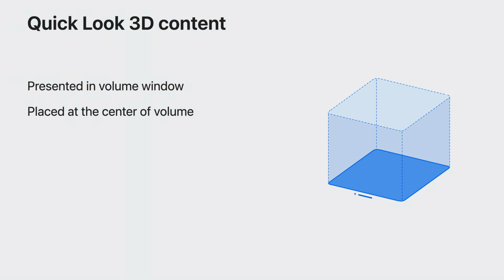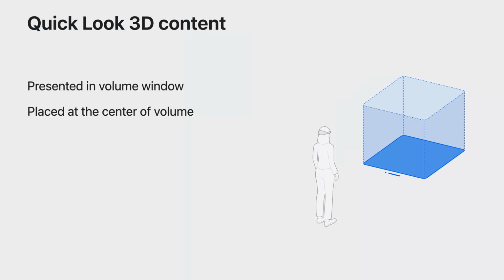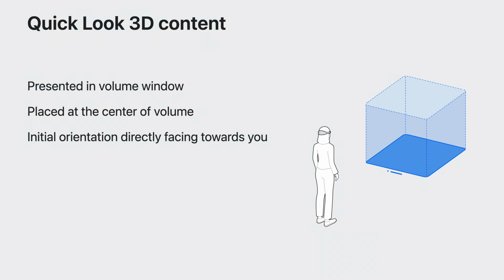3D models are always placed at the center of the volume. When the model first appears, Quick Look will orient the volume window so that the content is directly facing you. From here, you can use the volume window bar below the 3D model to reposition content freely in your space.